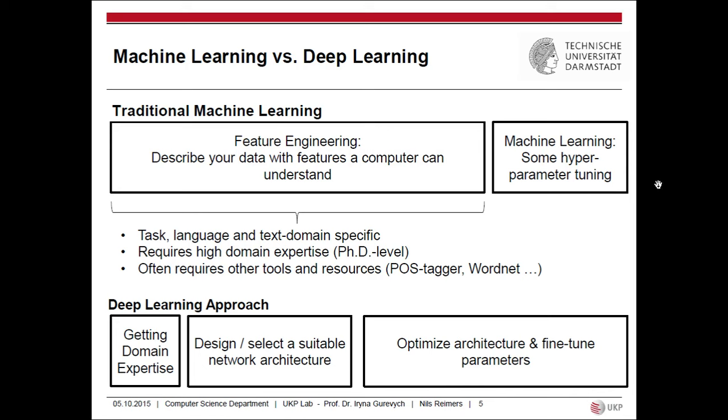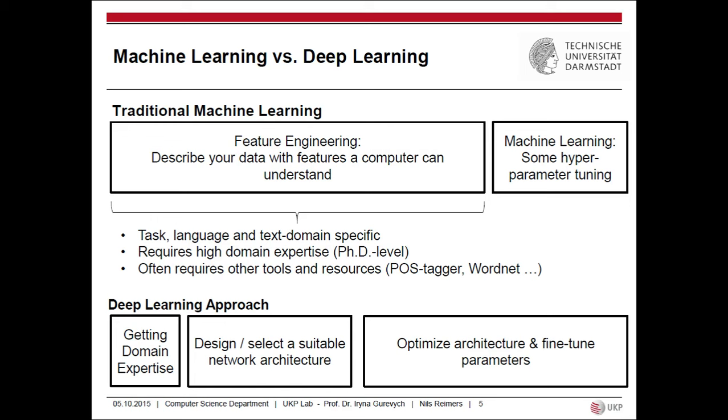The problem with feature engineering is that it is task, language, text, and text-domain specific. Often you require high domain expertise, sometimes even a PhD-level degree, and you're dependent on other tools and resources. So you need a part-of-speech tagger, you need WordNet to extract the features. When you use WordNet to do some synset calculations, like the overlap of synsets between words, we are dependent on that. And the deep learning approach is a bit different.